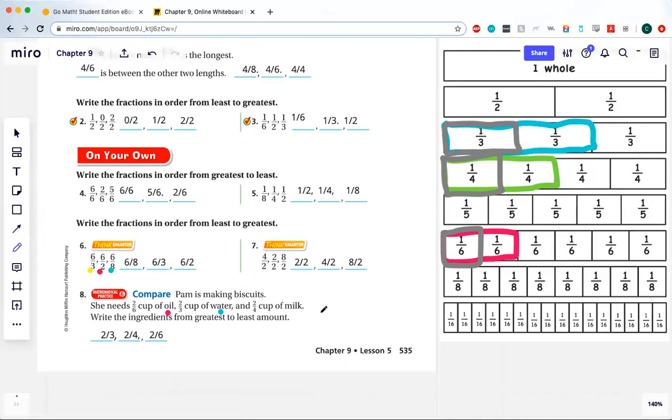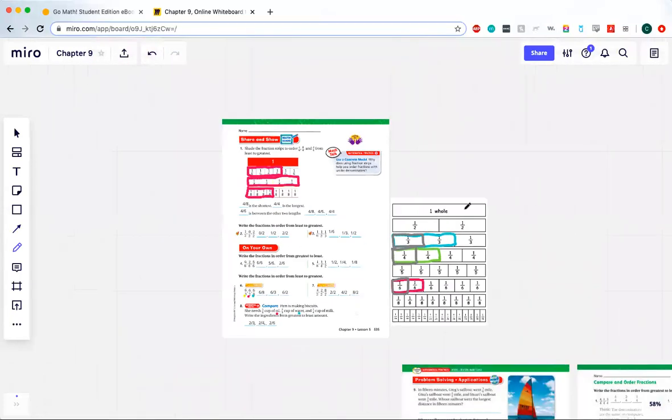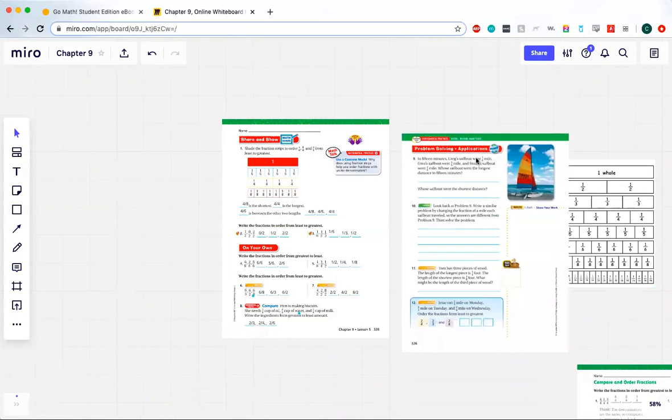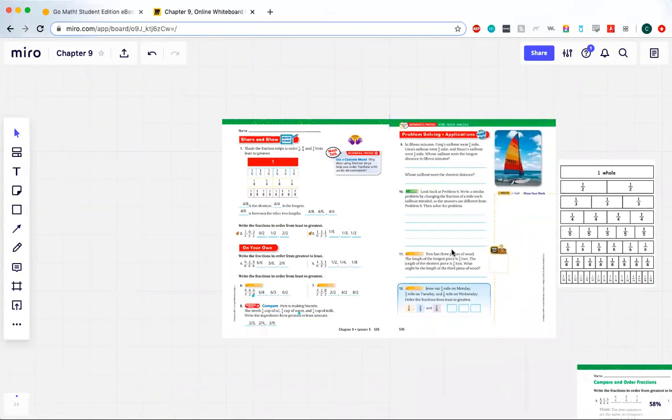Okay, all right, let's move on to the next page. I'm going to go ahead and erase all of my stuff here so that I can bring it up. Move this one to the side. Let's look at our next page.